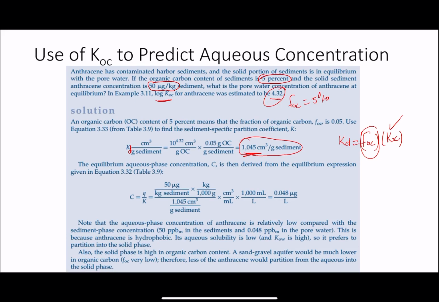And also remember that KD is equal to what? C in the solids over C in the water. The concentration of the organic in the solids versus the concentration of the organic in water. Now, the concentration of the organic in solid is 50 microgram per kilogram. Of course, here we're going to convert kilogram because we need to make it consistent with the other units. So we'll do this later on. Divided by the concentration in seawater, well, that's what we need. KD is given here, 1045 centimeter cube over gram.